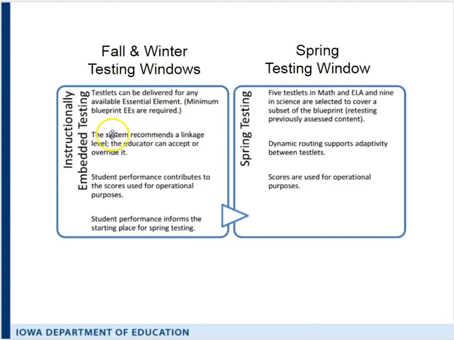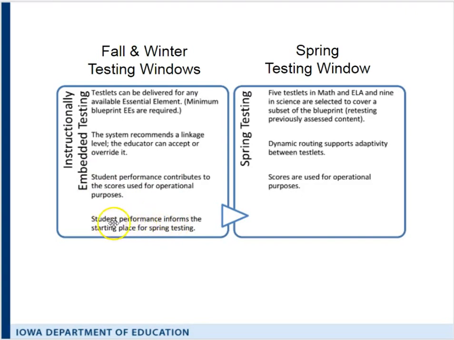So we know that the system is going to recommend a linkage level, and that's going to initially be based on the first contact survey. The educator can accept or override it. You can make some choices there. But then student performance is going to contribute to what's next. So as a student starts to take testlets in the future, the system will look not only at the first contact survey, but how they're performing on tests.